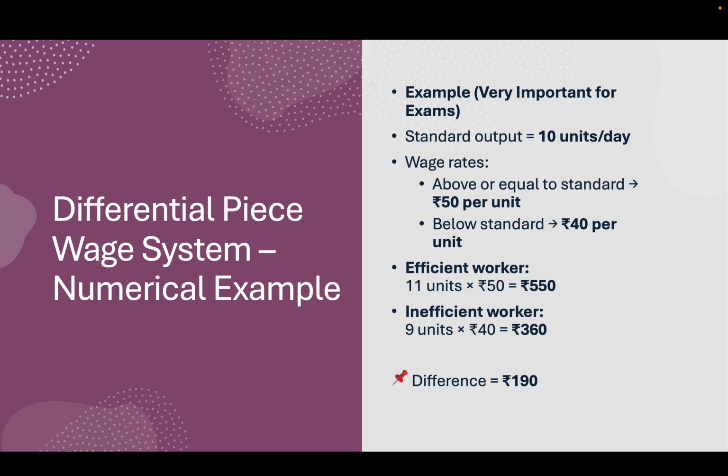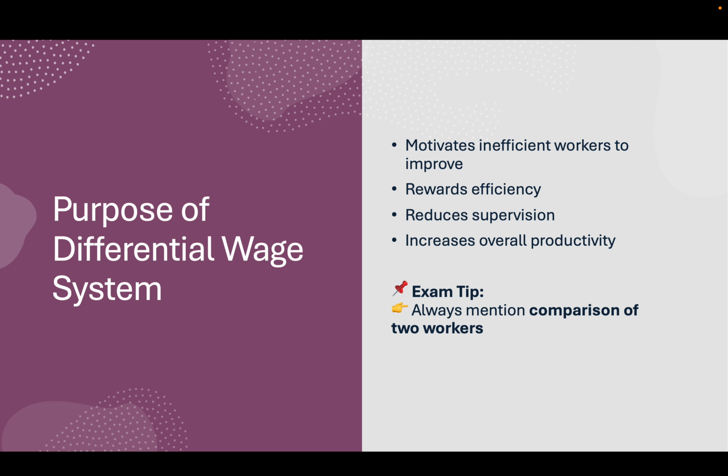This is a very important numerical question, so please take note of it. Let us assume the standard output is 10 units per day. At or above the standard output, we will pay 50 per unit. Below standard, we will pay 40 per unit. Say an efficient worker produces 11 units. He will get 11 units multiplied by the rate of 50, which is 550 rupees. On the contrary, an inefficient worker, say, produces 9 units. So 9 into 40 will give us 360. So there is a difference of 190. This will motivate workers to reach or exceed the standard output.